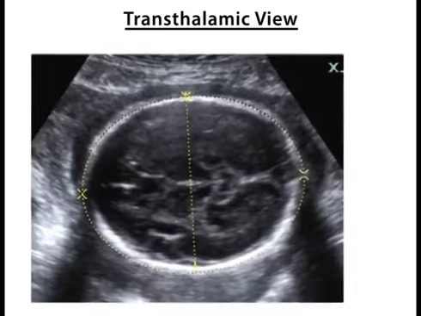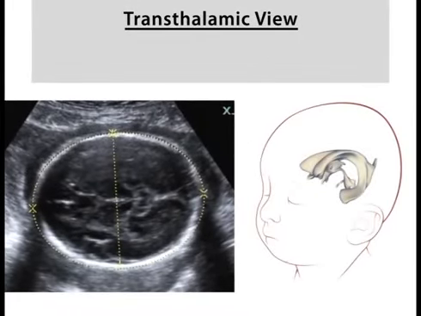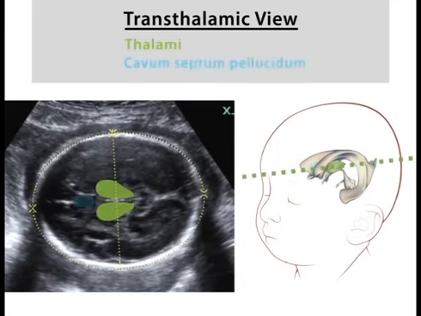Sonographic head measurements are obtained in the transthalamic view. This sonographic view is an axial or transverse image of the fetal head. The thalami and cavum septum pellucidum are important landmarks in this view.